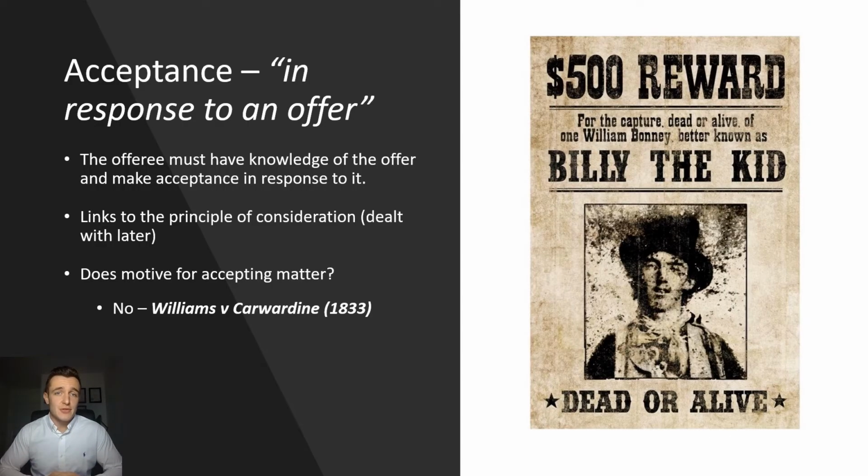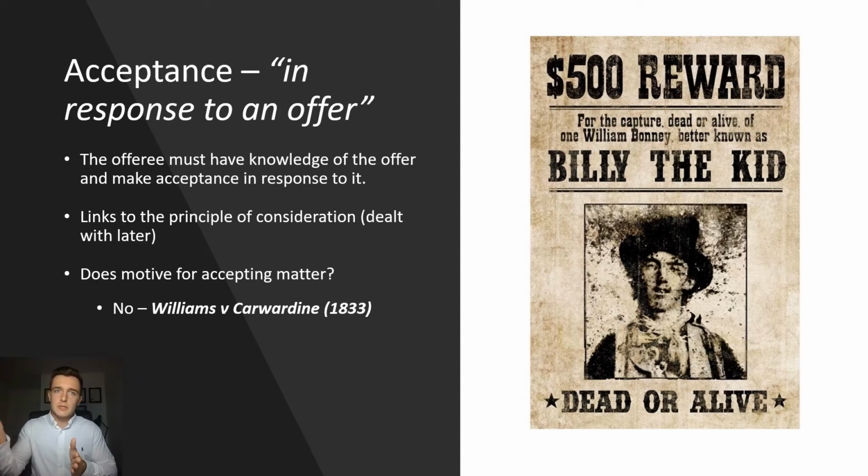With respect then to our first requirement, which is that an acceptance has to be made in response to an offer, I think this one is rather straightforward, and that's the fact that the offeree, who is the person to which the offer was addressed, it is they that must have knowledge of that offer, and it is they that must accept it. You can imagine why this rule exists. It's designed to protect the person that made the offer, the offeror, because they are making a very specific offer to a very specific person.